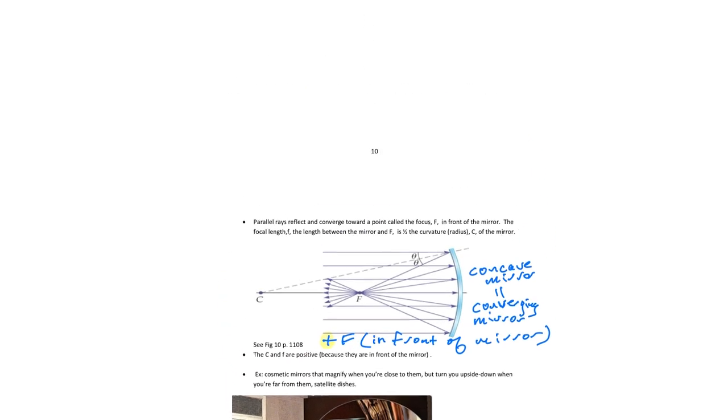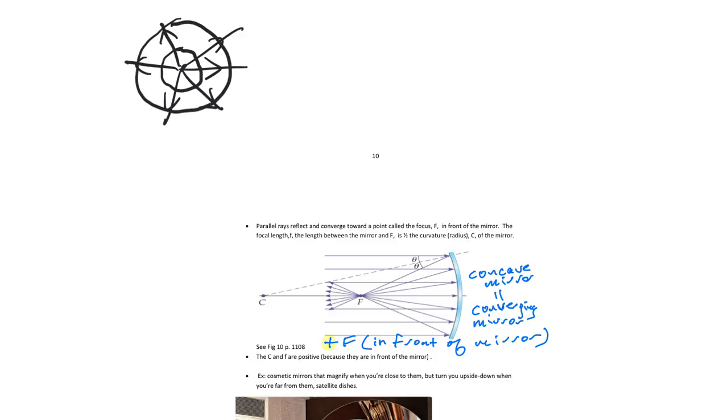Okay, if you recall, a point source of light gives off rays in all directions. And these rays are perpendicular to the wave front. Here's another wave front. And the wave front is just the peak of the light wave.